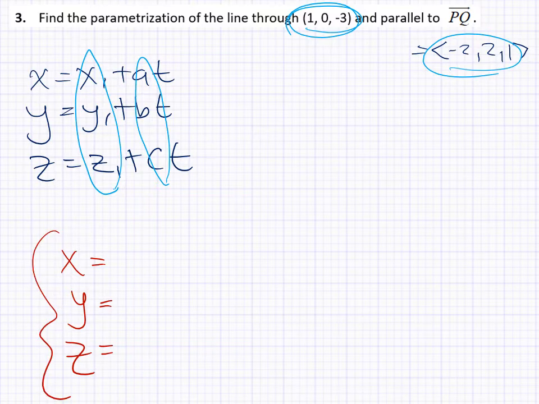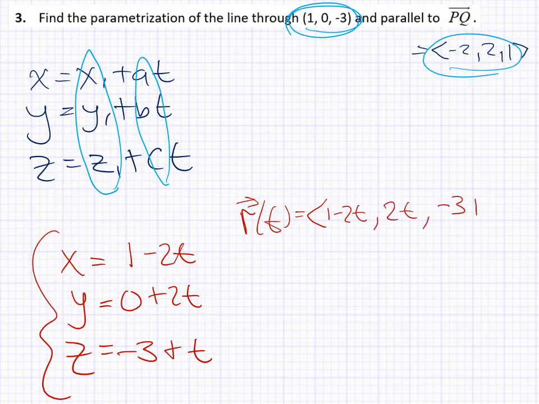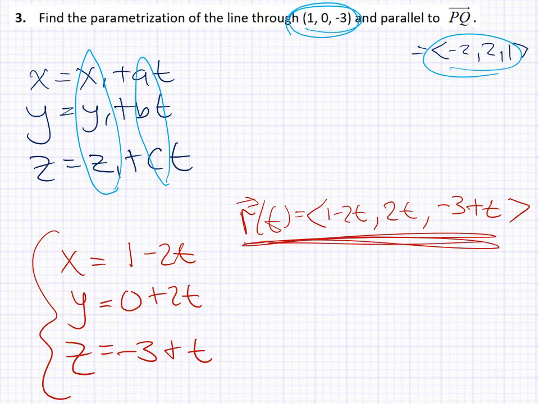Sometimes you've got to figure out how to find the vector parallel or how to find the point. In this case, everything they gave us is what we needed, so the parametrization would be 1 minus 2t, 0 plus 2t, negative 3 plus t. And vector parametrization if you wanted as well. We could write it as a set of parametric equations, but we also know vector parametrization, in which case we could say it's this vector valued function where the components are 1 minus 2t, 2t, and negative 3 plus t. Either one's acceptable. At this point we know both, so you could use either.